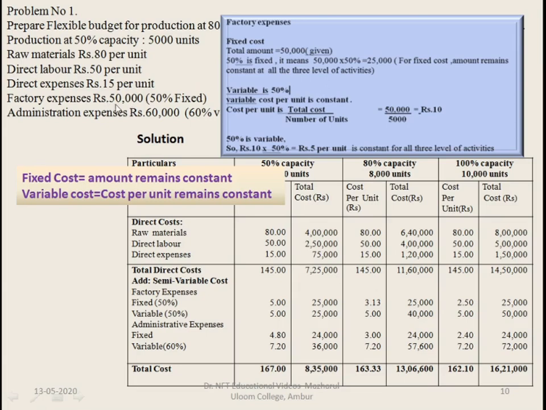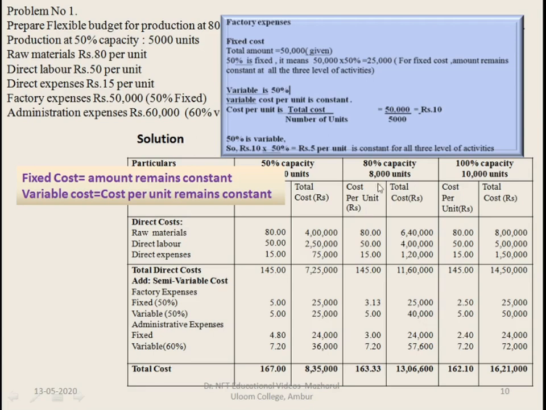Fixed expenses is 50%. So how will you calculate for 50% fixed? Here for factory expenses, first we will calculate the fixed cost. 50% is fixed. It means that 50,000 into 50%, that gives you 25,000. This 25,000 is the fixed amount for all the three levels of activities. So for 50%, you write 25,000.